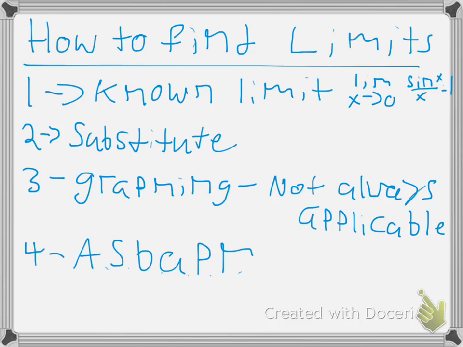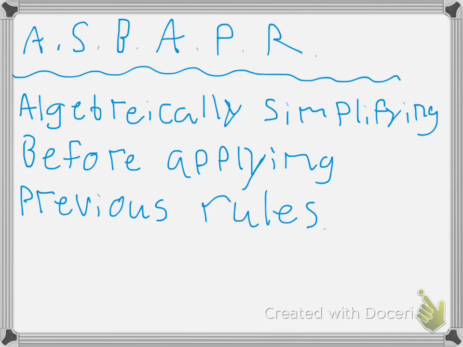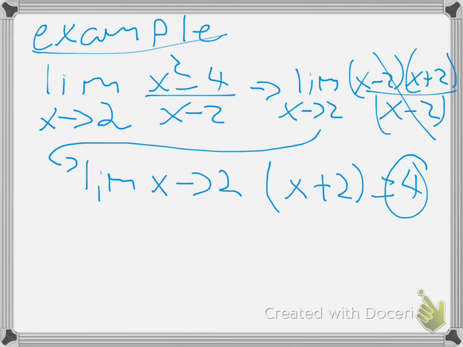And the fourth is called ASBAPR. The fourth way, ASBAPR, is called algebraically simplifying before applying previous rules. An example of ASBAPR is the limit as x goes to 2 of x squared minus 4 over x minus 2. Now, using ASBAPR, you can make this the limit as x goes to 2 of x minus 2 times x plus 2 over x minus 2. Again, using ASBAPR, you can cross out the two x minus 2's and just make it the limit as x goes to 2 of x plus 2, which is equal to 4.